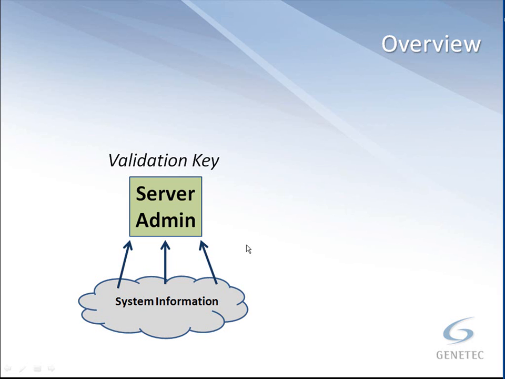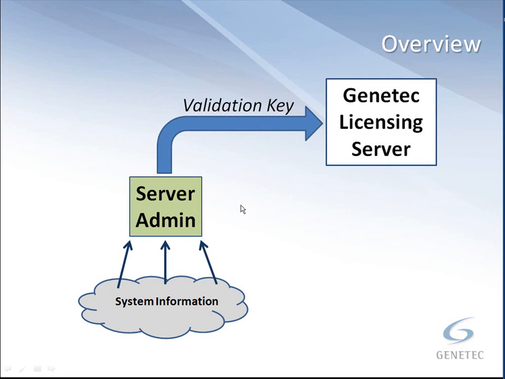The two key elements to licensing the software are the validation key and the license key. The validation key is like a snapshot or fingerprint of the system. It holds various information of the system the software is installed on. This information is gathered by our server admin, and that creates our validation key. This validation key must be provided to the Genetec licensing server in order to build a license key.